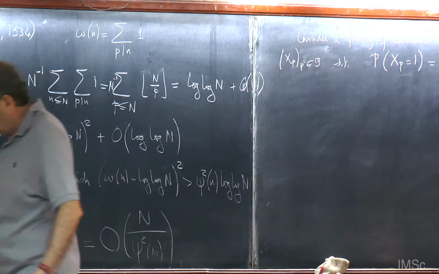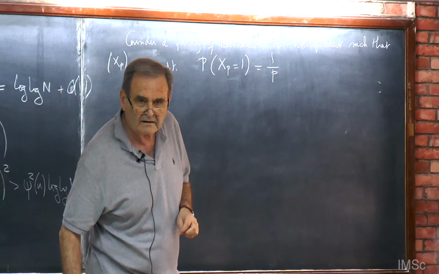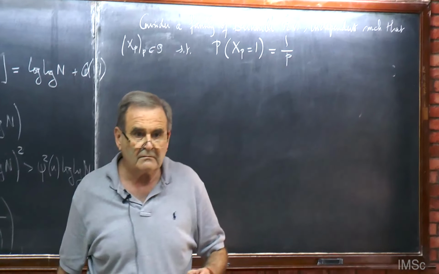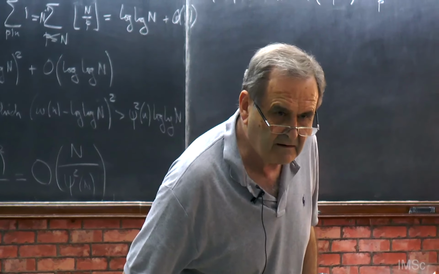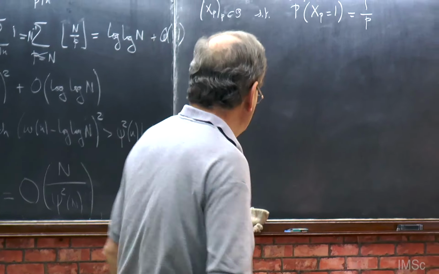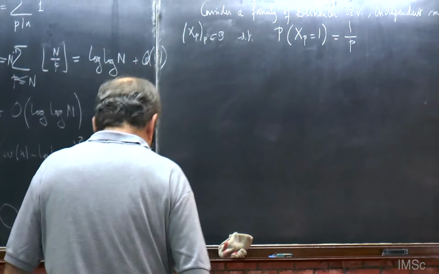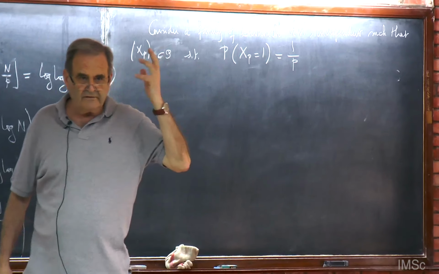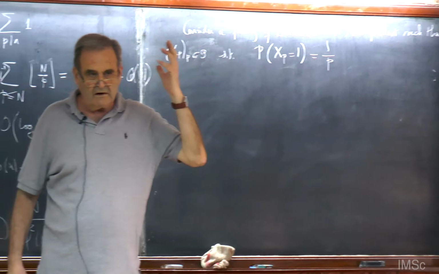Identically distributed also, or only? Sorry? So those are also identically distributed? Those X_p are also identically distributed? No. You see, they are not identically distributed because this probability depends on p. So more or less it will tell you that an integer is divisible by p. This occurs with a probability which is 1 over p. Okay?